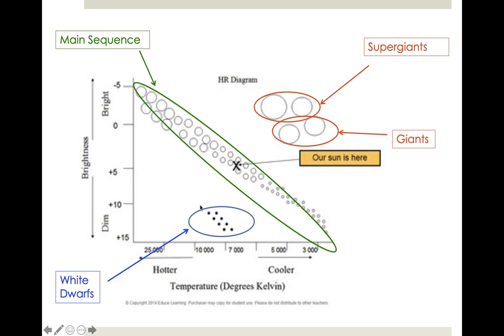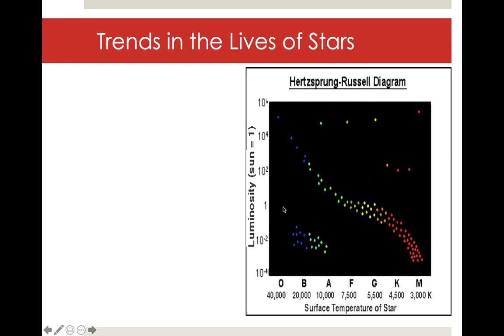I would look out for test questions and quiz questions where I give you the coordinates of a star, and you have to tell me what type it is. So for example, if I tell you I have a star that is 10,000 degrees Kelvin and has a brightness of 0, what you would have to do is go to brightness 0, scroll over to 10,000 over here, and you would see that the star falls in the main sequence, and you would answer that it's a main sequence star.